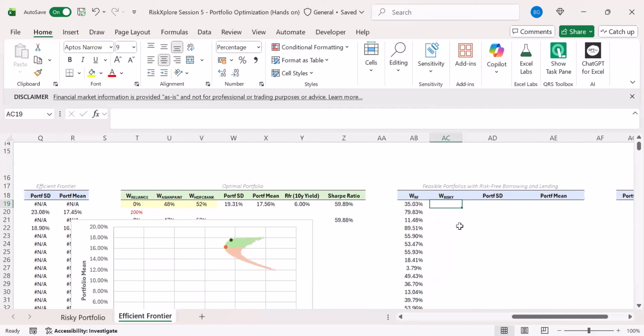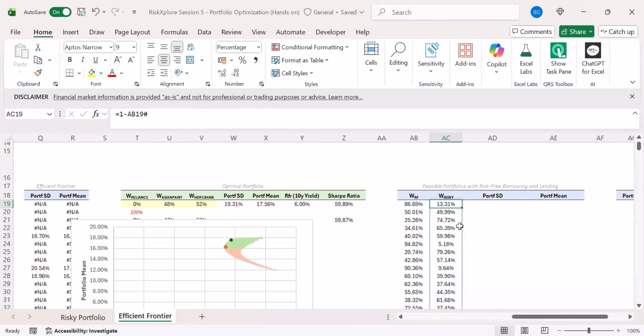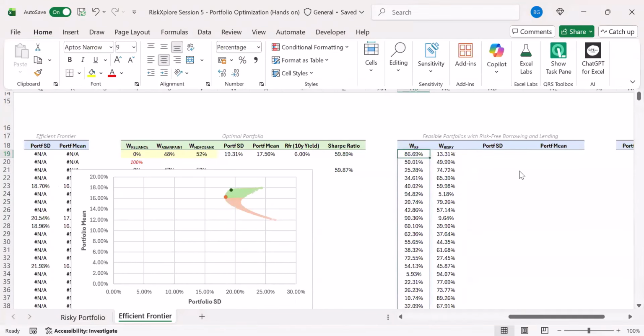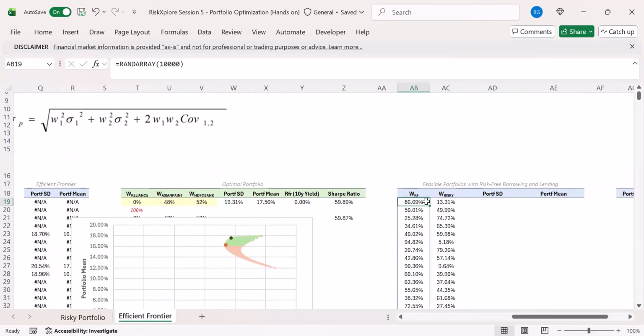Now similarly, what will be the weight given to the risky asset? It will be 1 minus the weights given to the risk-free asset. So we have the weights for the risk-free asset and the risky asset. Now if we have to find out the portfolio SD which combines the risk-free asset and the risky asset, how can we do that?